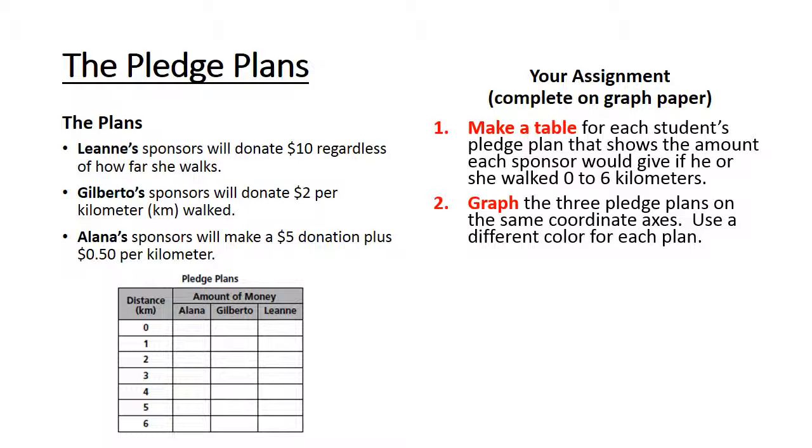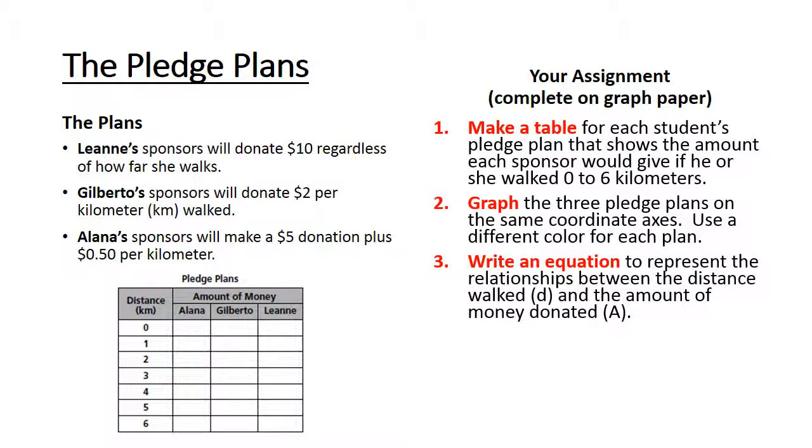After you've made the table and graphed, you're going to write an equation to represent the relationships between the distance walked, you're going to use little d for that, and the amount of money donated, you're going to use a capital A for that. So each equation should have those 2 variables and some numbers in them.